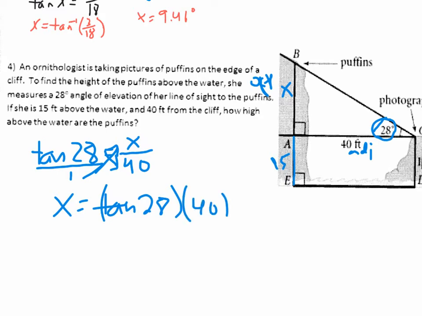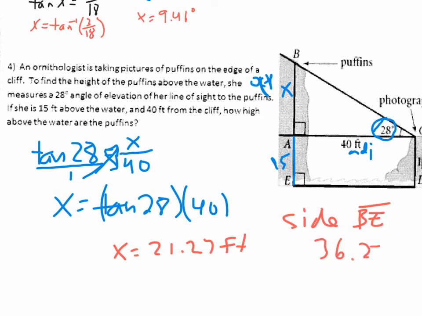And when you use your calculator, you get that side to be 21.27 feet. But then remember, you want the whole side BE. That's the height of the puffins above the water. And so add 15 to that, and you'll get 36.27 feet.